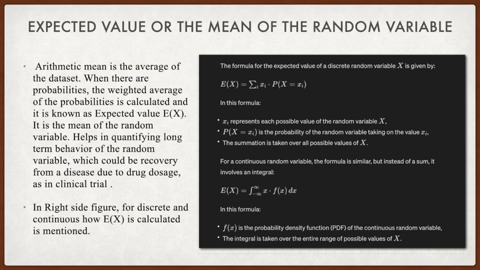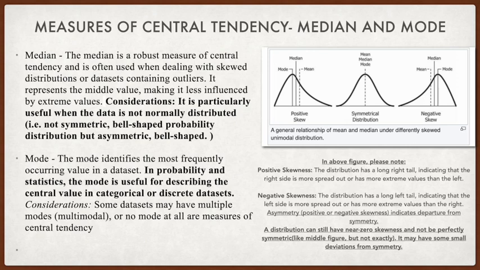So it helps in quantifying the long-term behavior of the random variable, which could be recovery from a disease due to drug dosage, as in a clinical trial. The right side thing I explained just now. And the measures of central tendency continue with median and mode.